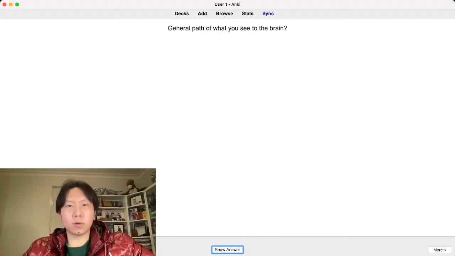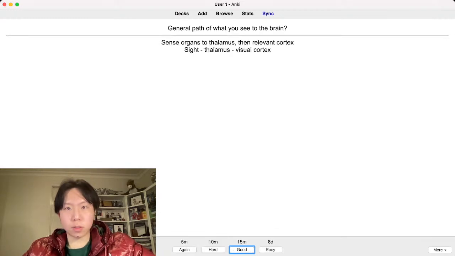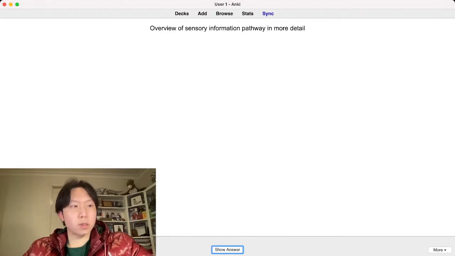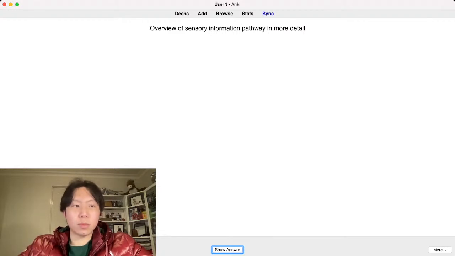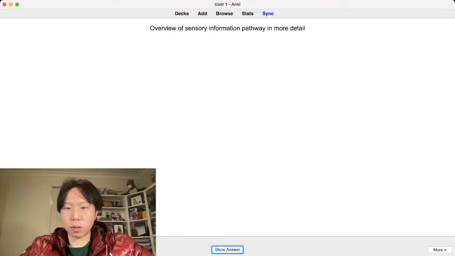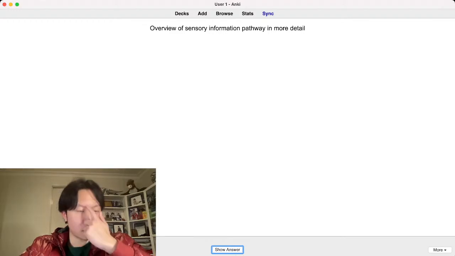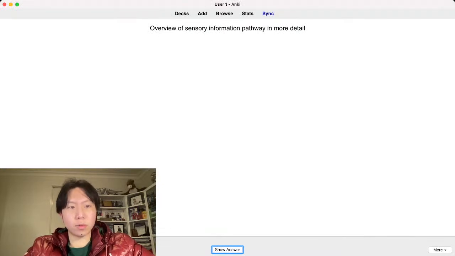General path: you get receptor, sense organs to thalamus, then relevant cortex. Okay. Where is the thalamus? Let's have a look. Thalamus. Paired grey matter near the center of the brain.